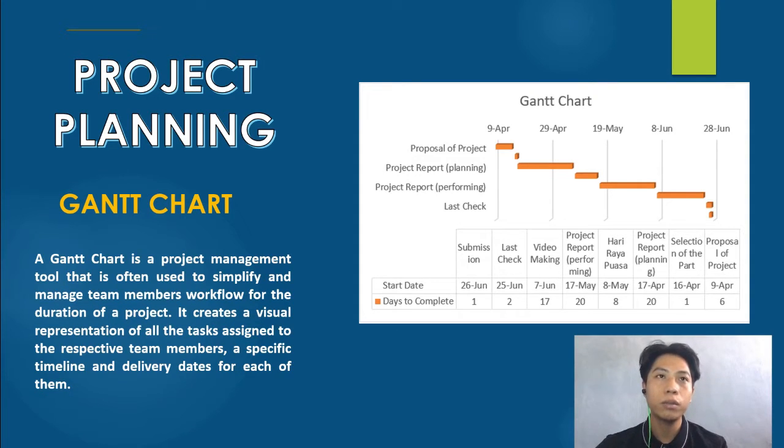Project planning has been divided into 2 sections, which are the Gantt chart and task allocation. The Gantt chart is a project management tool that is often used to simplify and manage team members' workflow for the duration of the project. It creates a visual representation of all the tasks assigned to the respective team member, a specific timeline, and delivery dates for each of them. The diagram below shows the Gantt chart.